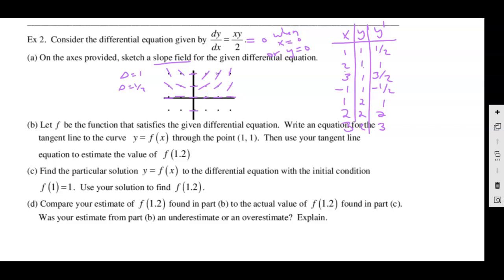The x-axis was just zeros. And then if we were to test any of these points, like how about, all right, we can always just make the table bigger if we need to. X times y divided by 2.